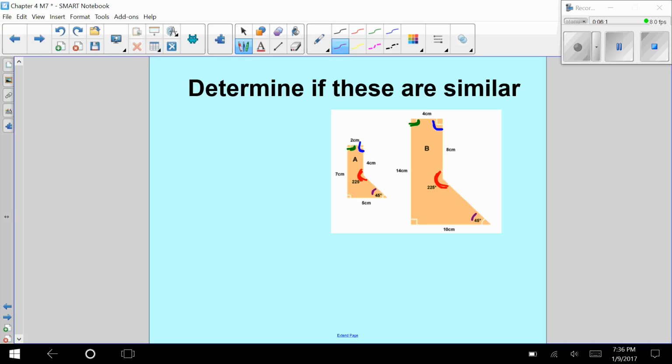45 and 45, again the same. And a 90 and a 90. So all corresponding angles are the same measure. That is the first thing you should always check. Now, all corresponding side lengths have to be proportional. So let's start setting up proportions.